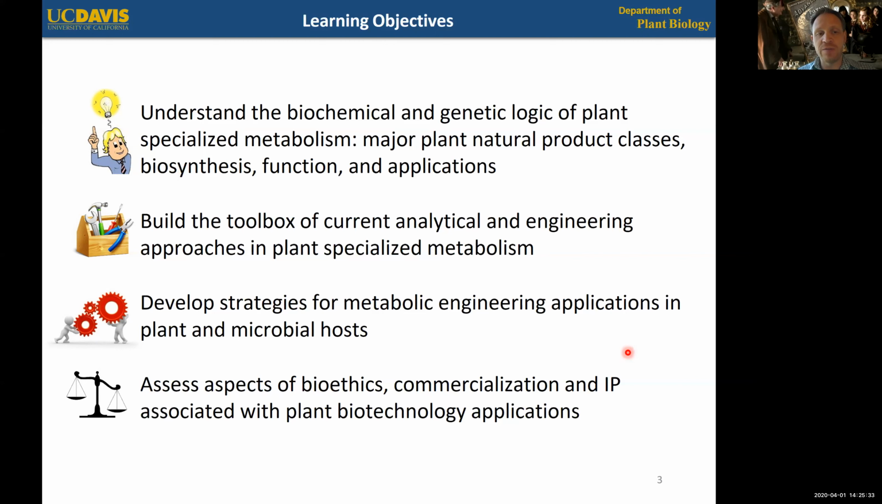In the past, I've used this combining of methods to look at strategies for metabolic engineering applications in plants and microbial hosts. We can do the same here, or we can change emphasis a little bit based on class interest. And after that, what I end on in the class is to take what we've learned about ecological relevance, industrial relevance, possibilities for applications, and how this relates to aspects of bioethics, commercialization, and intellectual property, specifically surrounding issues of plant biotech.